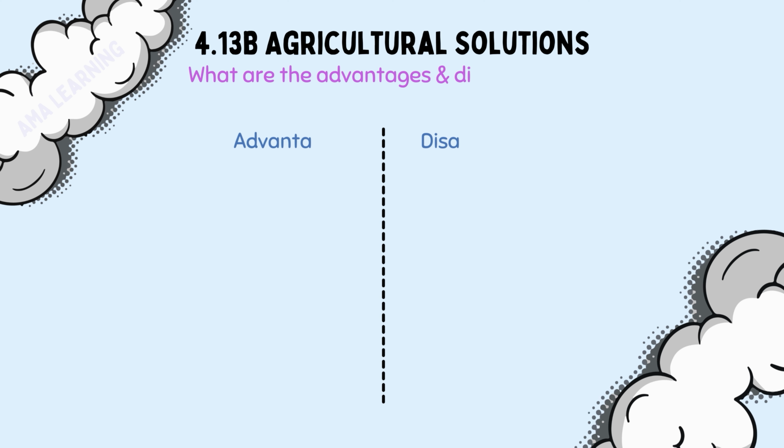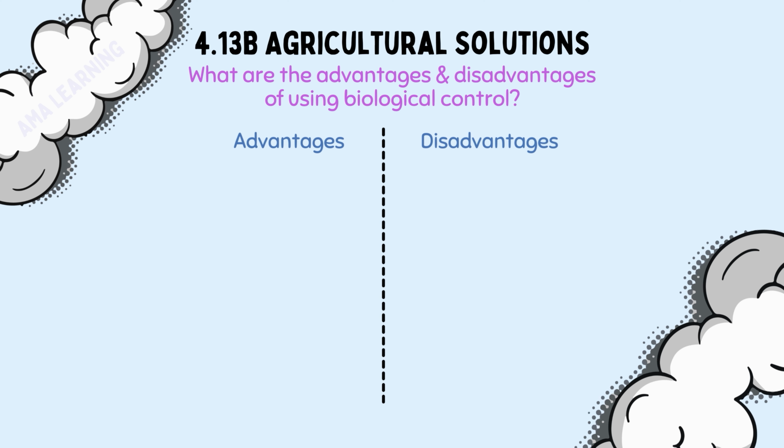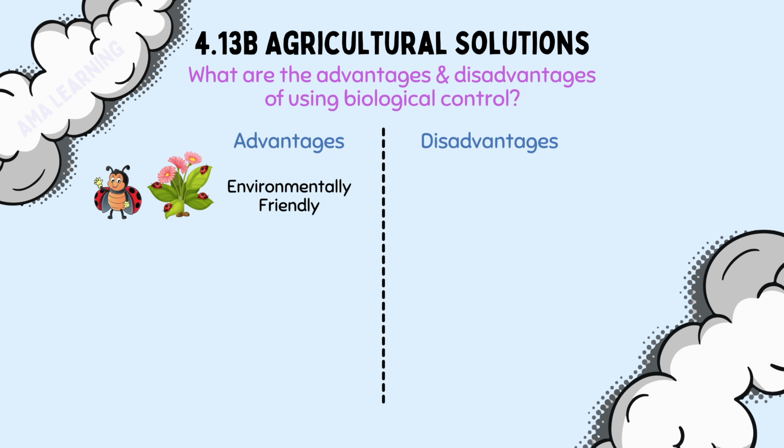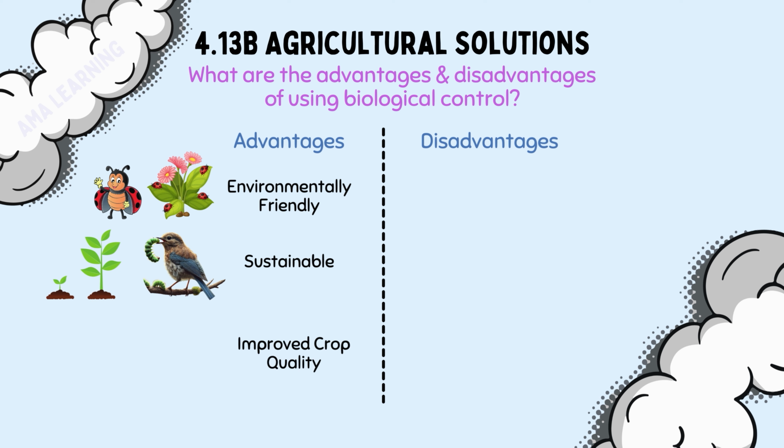What are the advantages and disadvantages of using biological control? The following are advantages of using biological control. Number 1. Environmentally friendly. It reduces the need for chemical pesticides, therefore reducing the buildup of chemicals within the environment. Number 2. Sustainable. Once introduced, natural predators often sustain themselves and keep pest populations in check. Number 3. Improved crop quality. Fewer pesticides mean crops are safer for consumption.